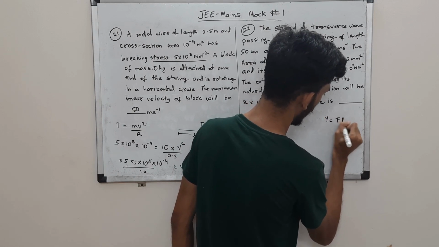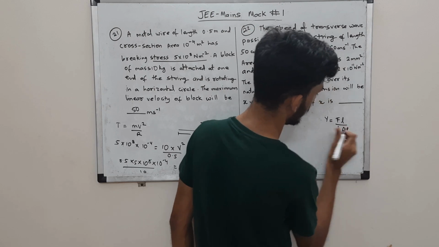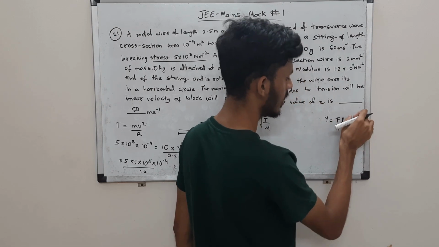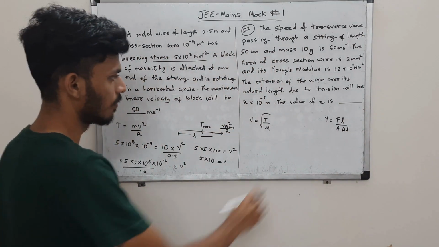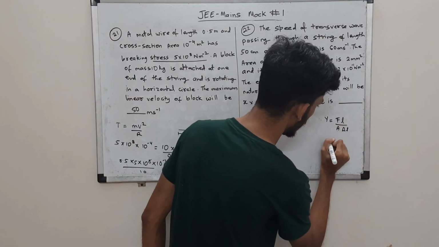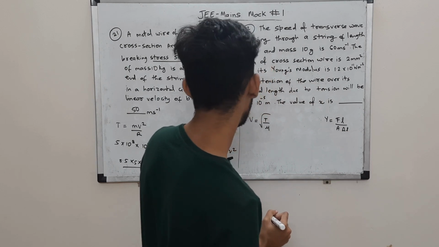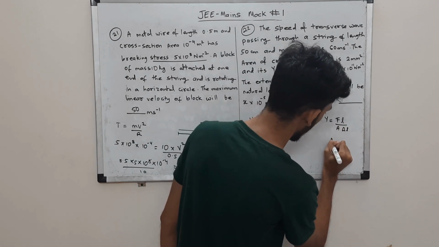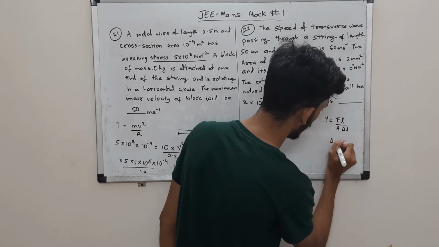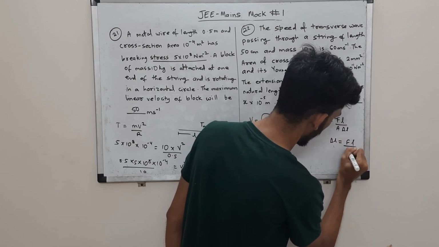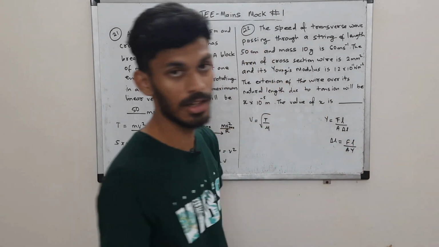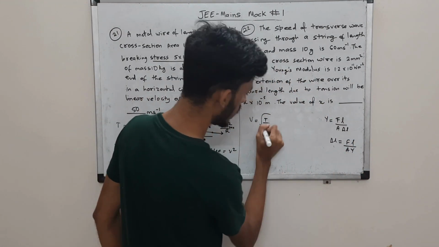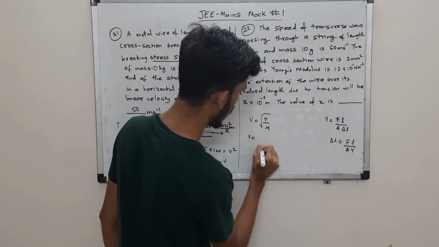It is FL by A delta L, right? So this is stress by strain. Stress is force per unit area, and strain is change in dimension to original dimension. So from here you can rearrange this and find what you are supposed to find, the extension delta L. Delta L can be easily found as FL by AY. F is nothing but the tension in the string, the force. Here mu is nothing but your mass per unit length.